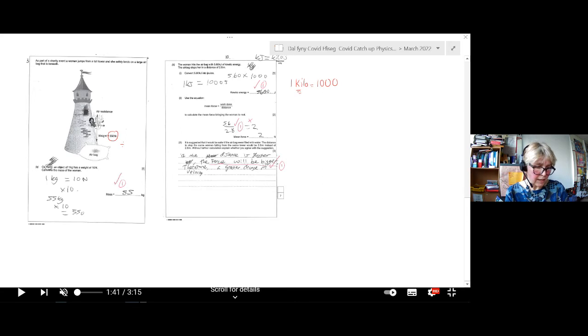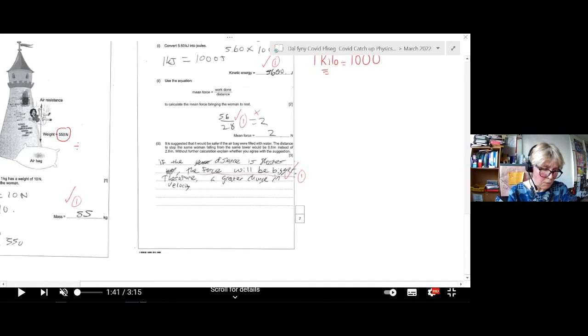Okay, and then lastly here for the foundation question, use the equation mean force equals work done over distance. Now this candidate failed to realize that the work done is the same thing as the kinetic energy here. So work done is also known as energy transferred. So you look out for an energy. I'll go over that in a couple of weeks' time when I do energy transfers. And so they've got the right working, they've got the right equation, but they haven't used their converted units. And that's fine to give you a mark for the working, but it wouldn't give you the final answer.